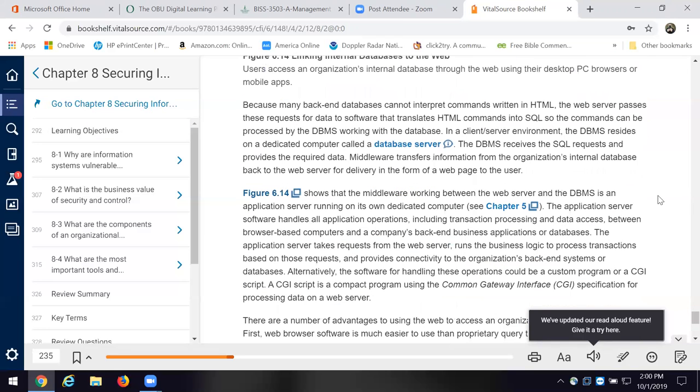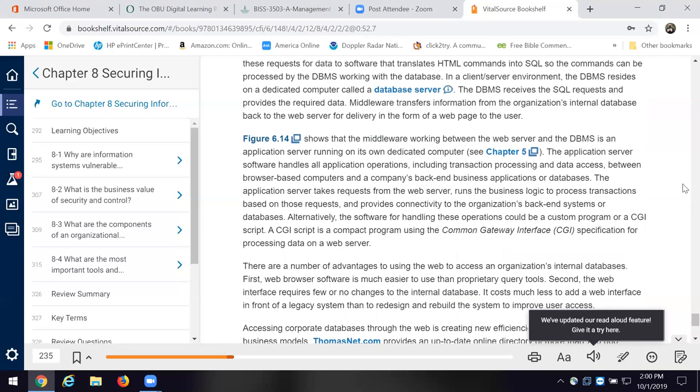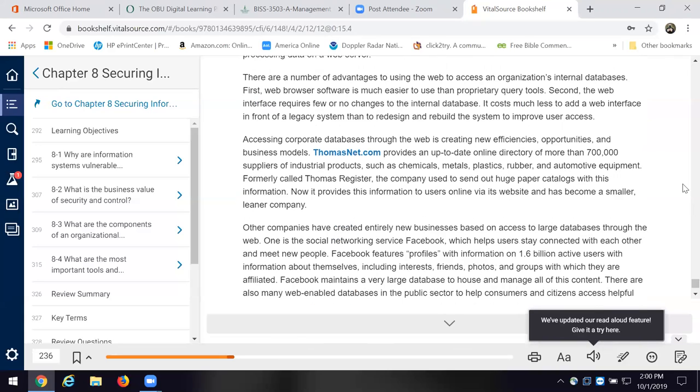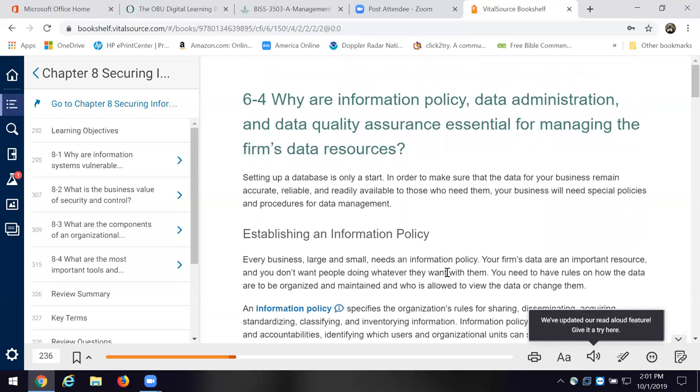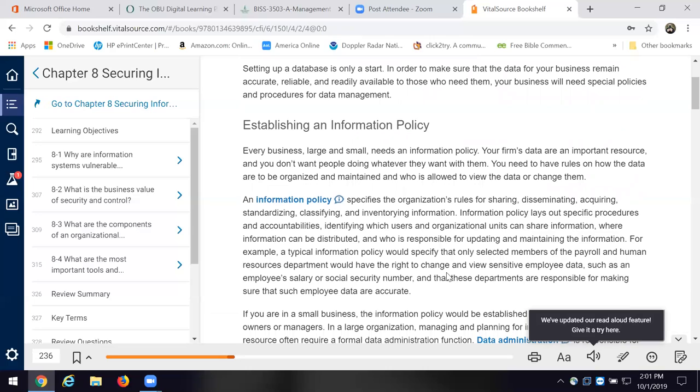Now, the authors are going to walk you through some of that in terms of talking about the middleware and where you can have some problems there. And again, it's just simply a question. When things are interconnected, it's the connection points that become vulnerable, okay?